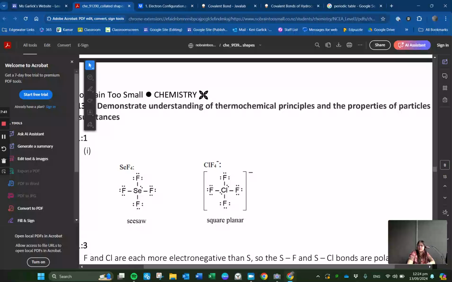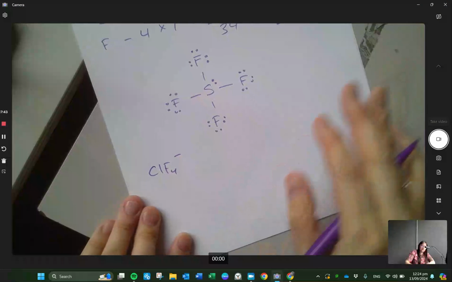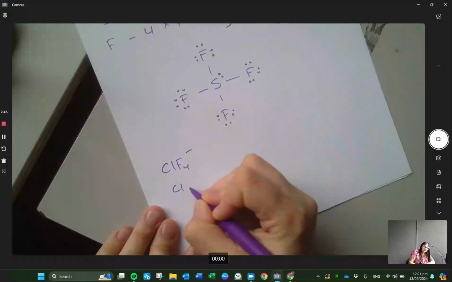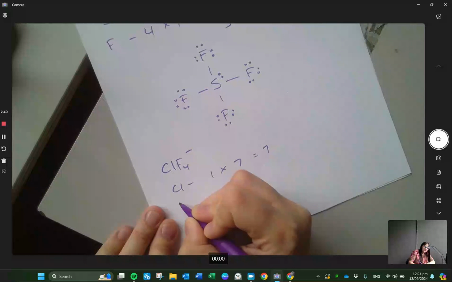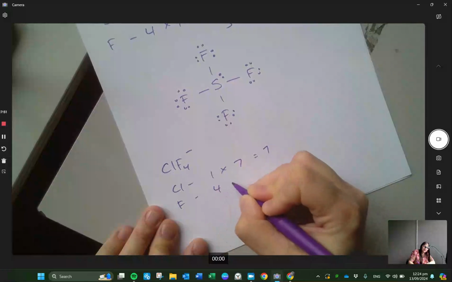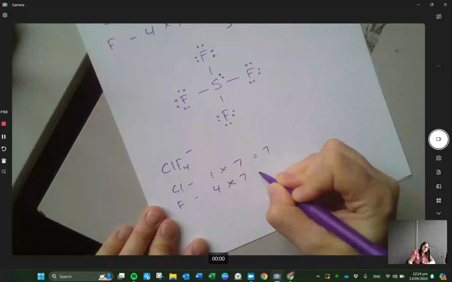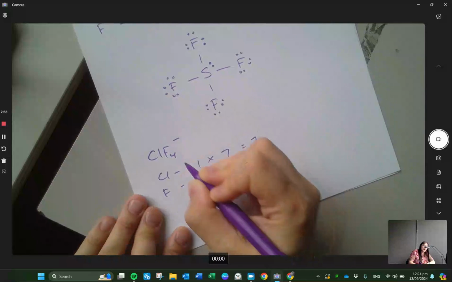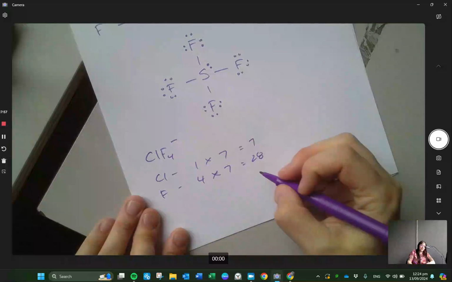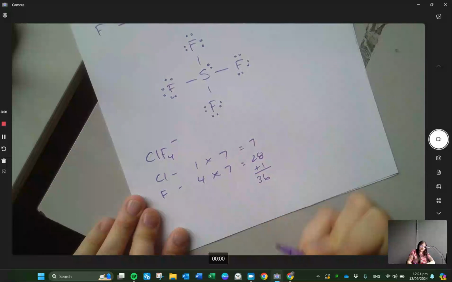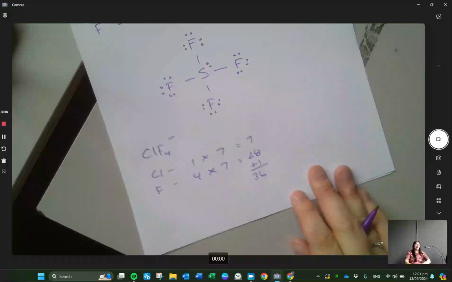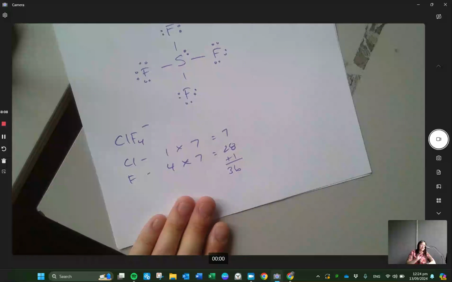So let's say I have ClF4 minus. Again, same math. Chlorine, you have 1, it's 7, so that's 7. Fluorine, you have 4, each with 7, that's 28. And then I also have that 1 extra electron here, so I'm adding that as well. So I believe that's 36. Done my math correctly? Yes, it is. I'm confident about that one. All right, are you okay with that? Yeah. Okay. Now I do the exact same thing.